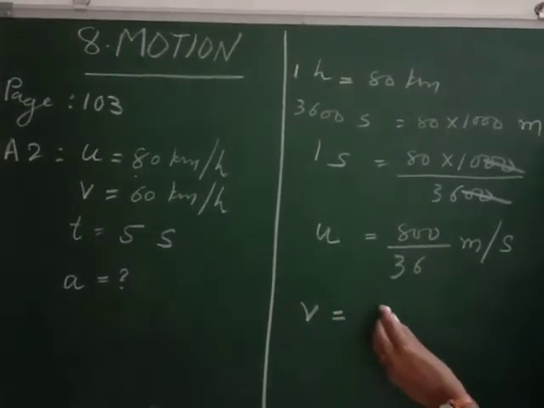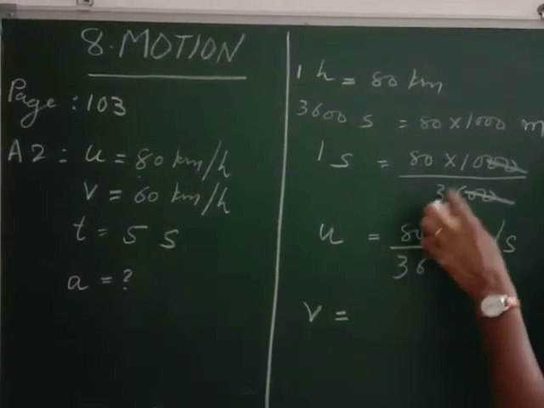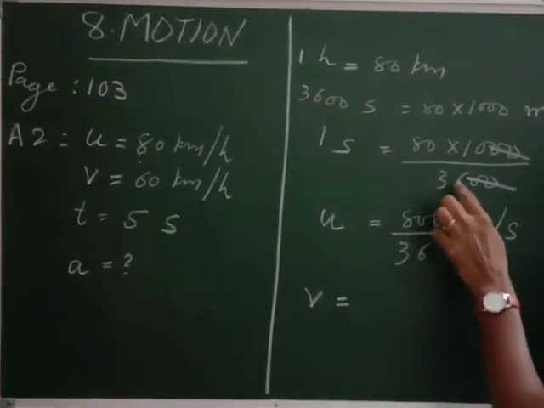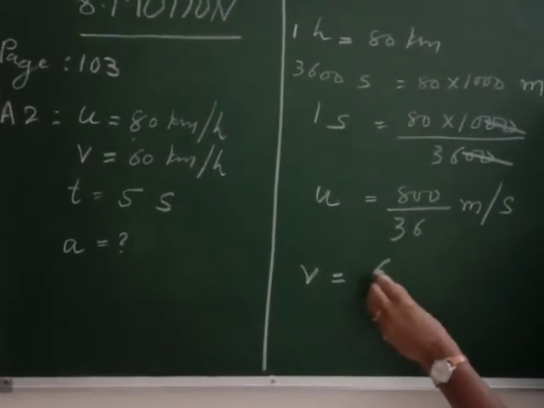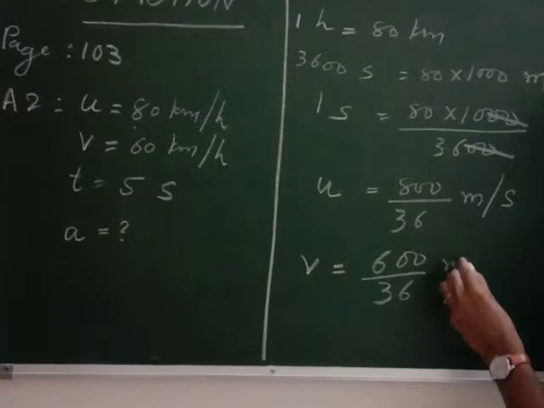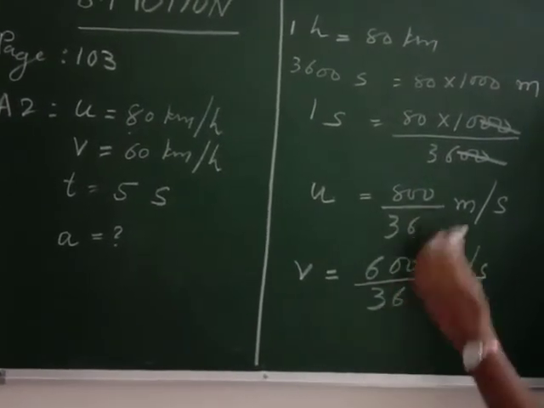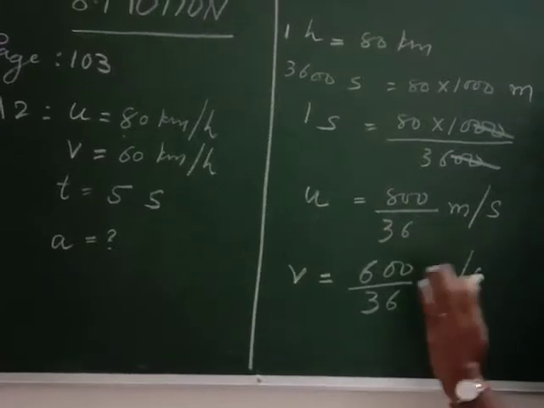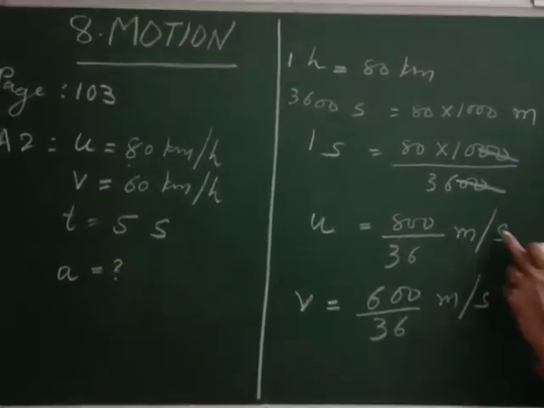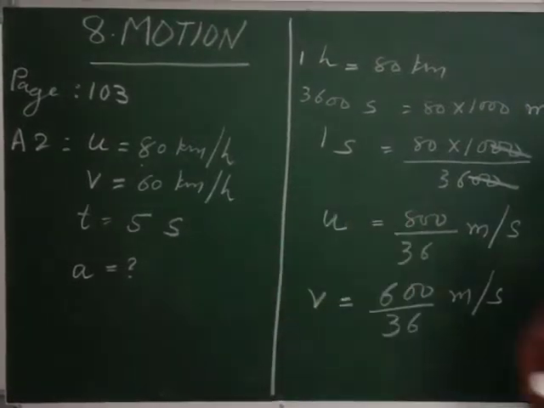So my final velocity will be 60 into 1000 divided by 3600. So it will become 600 by 36 meter per second. It is possible to cancel them, but no need to cancel at present. Okay, now this is in meter per second. This is also in meter per second. And the time is also in terms of second.